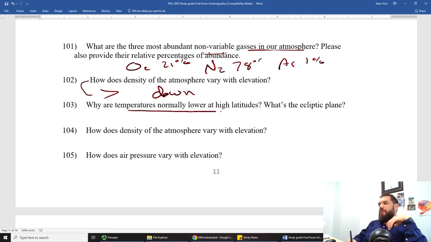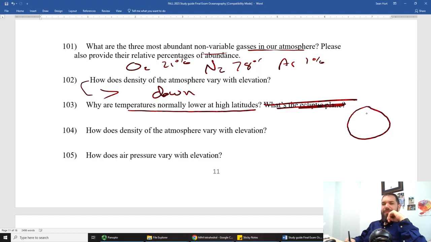Now, why are temperatures normally lower at high latitudes? I don't know why this is right here. This is not the right place for that ecliptic plane question. Sorry, it just tagged along there. But why are temperatures lower at higher latitudes? This is an important question. A lot of people think that somehow this has to do with being further away or closer to the sun. It has nothing to do with that.